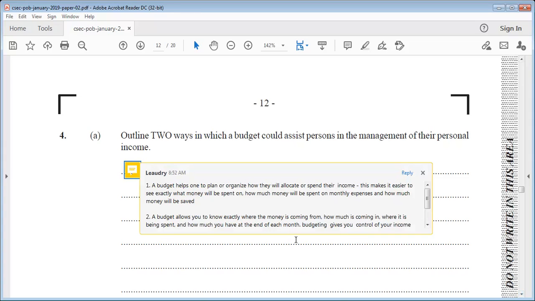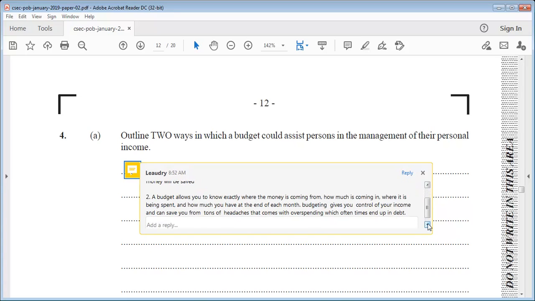So 2 ways. 1, a budget helps one plan or organize how they will allocate or spend their income. Now, this makes it easier to see exactly what money will be spent on, how much money will be spent on monthly expenses, and how much money will be able to save. Number 2, a budget allows you to know exactly where the money is coming from, how much is coming in, where it is being spent, and how much you have at the end of each month.